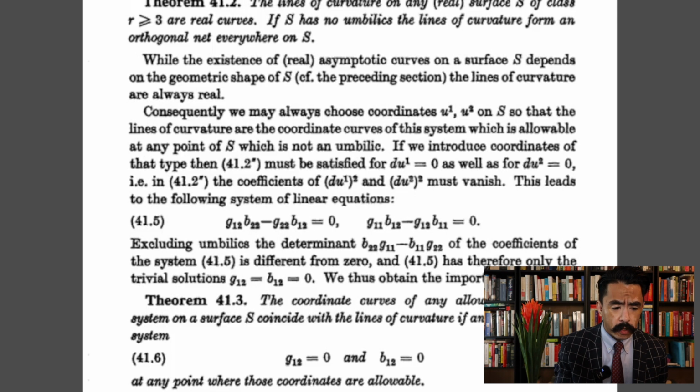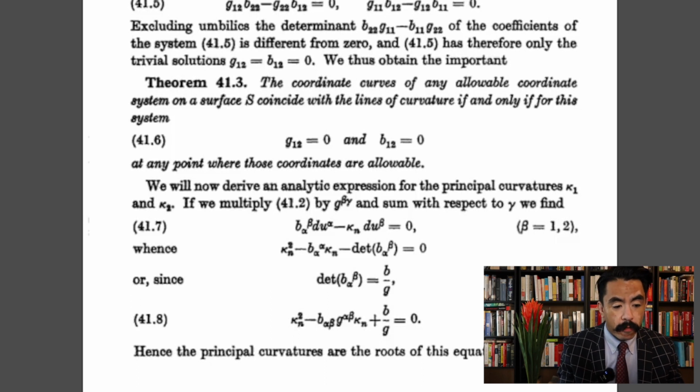First we have g sub 1 2 times b sub 2 2 minus g sub 2 2 times b sub 1 2 is equal to 0. And then we have g sub 1 1 times b sub 1 2 minus g sub 1 2 times b sub 1 1 equals 0. Excluding umbilics, the determinant b sub 2 2 times g sub 1 1 minus b sub 1 1 times g sub 2 2 of the coefficients of the system given by the two previous linear equations is different from 0, and this system of linear equations has therefore only the trivial solutions g sub 1 2 equals b sub 1 2, which is equal to 0. We thus obtain the important Theorem 41.3.